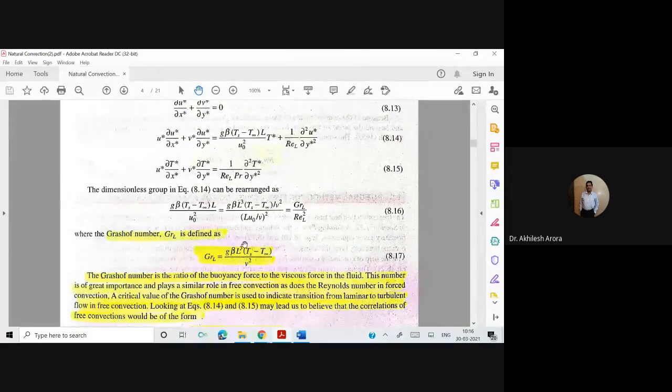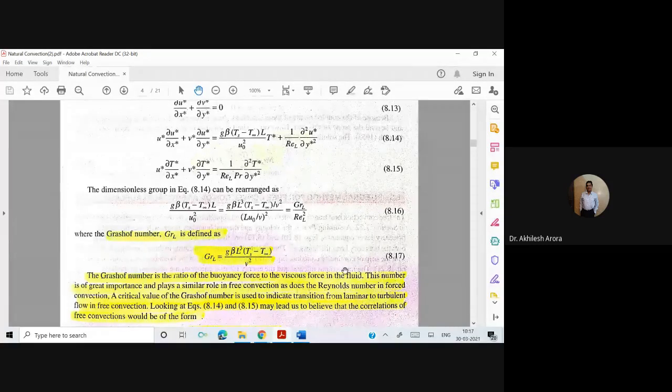Now I am going to discuss the Grashof number, which is a very important number in case of natural convection. Grashof number we have discussed earlier also. It is the ratio of the buoyancy force to the viscous force. So it's written here. The Grashof number is the ratio of the buoyancy force to the viscous force in a fluid, and this is the formula for the Grashof number. It is given by g beta L cube (Ts minus T infinity) divided by nu square. This nu actually is the kinematic viscosity.